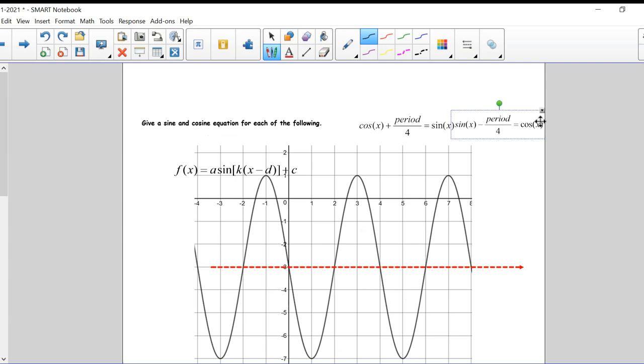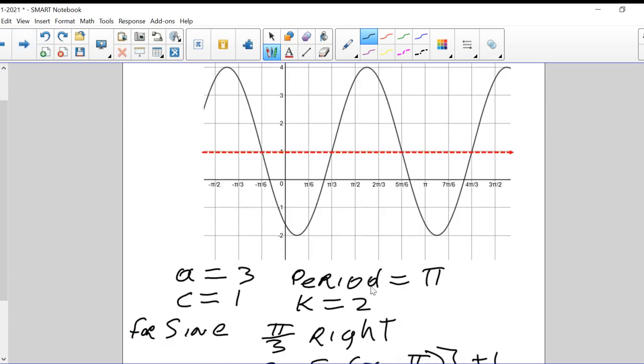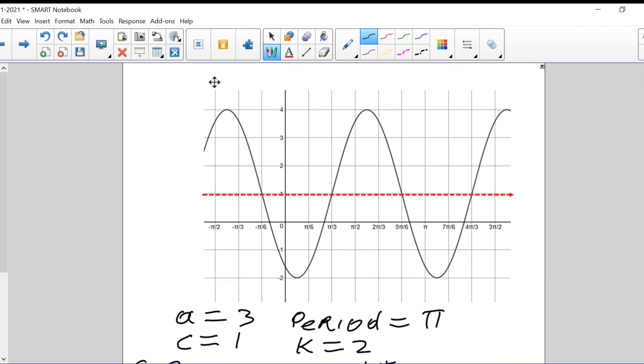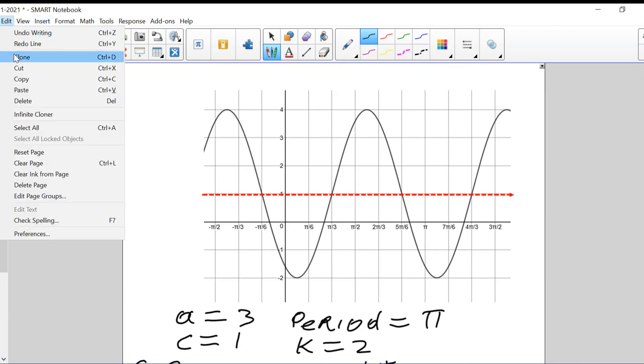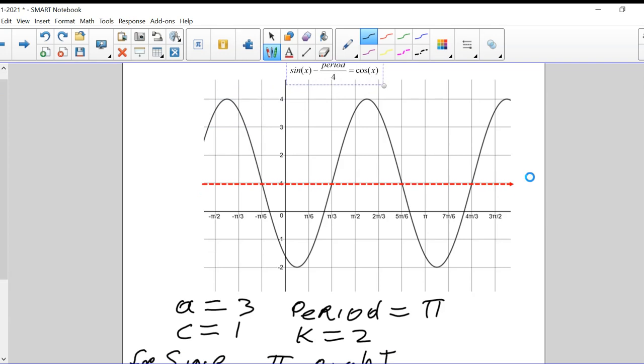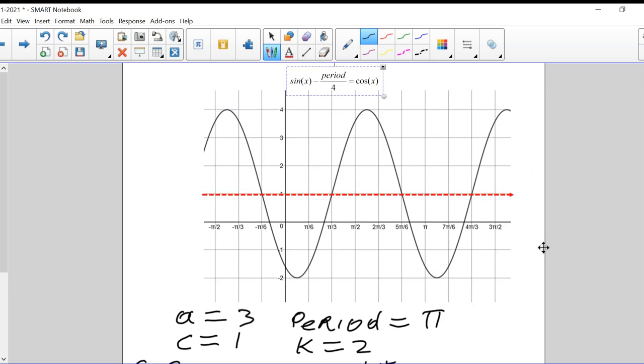If you have a sine function, let me copy it, you can easily get to a cosine function. I'll drop this right above the graph, actually. I'll drop that right here. We know what the period is. We know what the current parameters are.